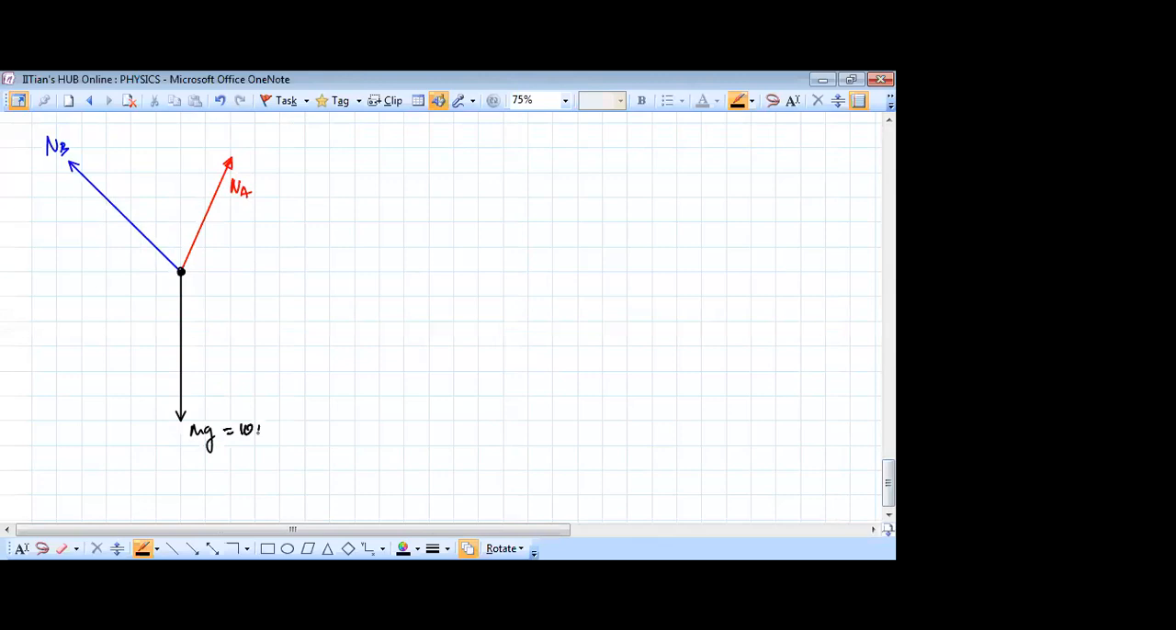So this is 100 newtons. The other two we have to calculate. This angle is 30 degrees. This angle is 45 degrees.